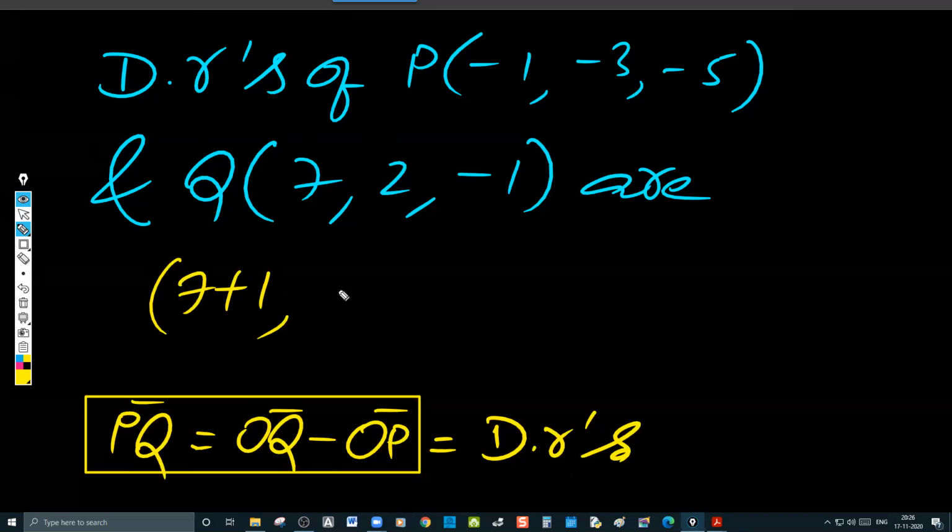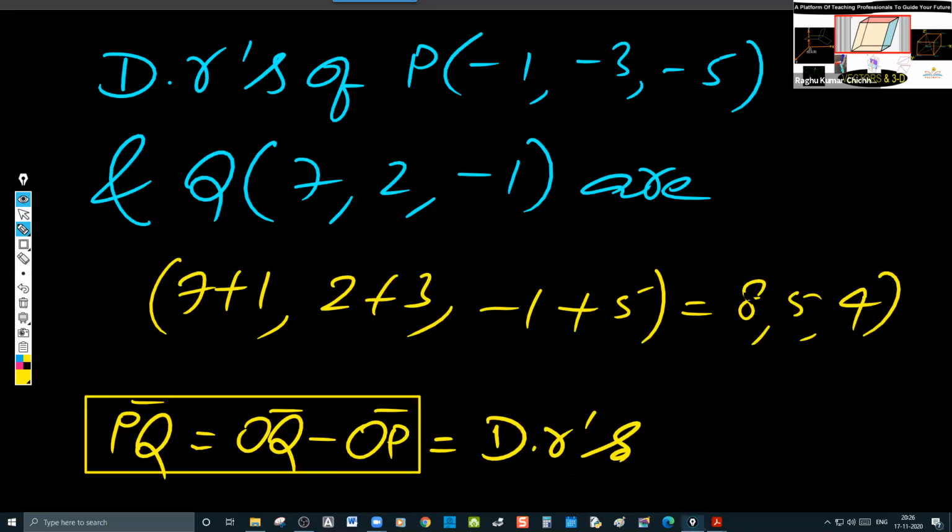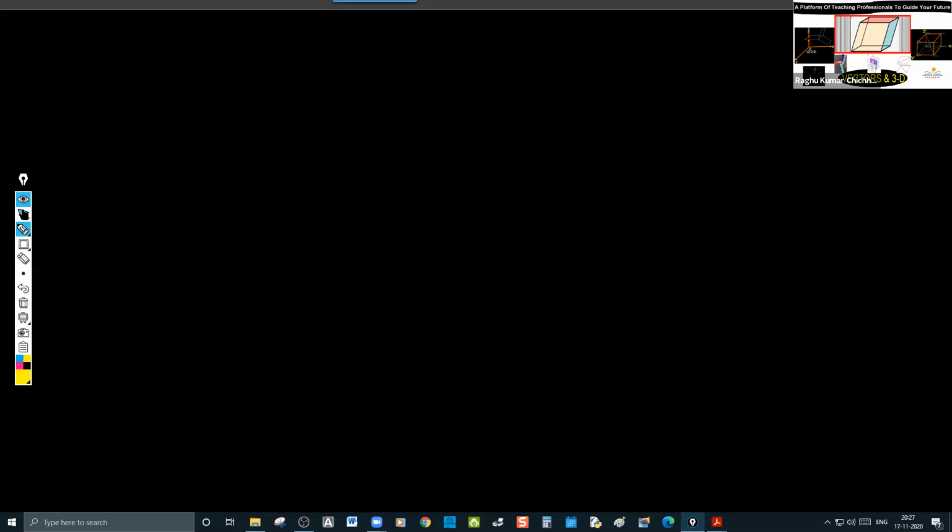Sir, 7 plus 1, 2 plus 3, and -1 plus 5. So 8, 5, 4. That's it. This is how we find out the DRs of the given line. DRs of the given line is nothing but the difference of the coordinates, OQ minus OP: position vector of Q minus position vector of P. Let us work out the problems now.